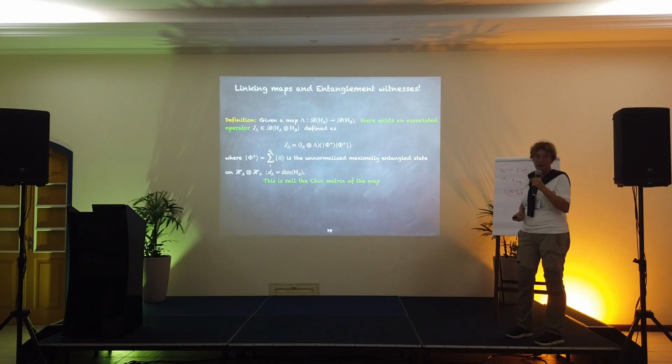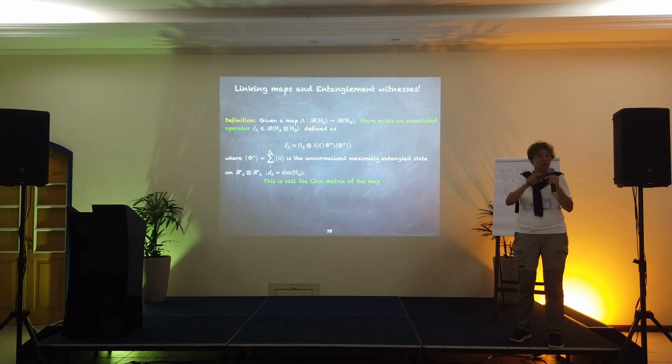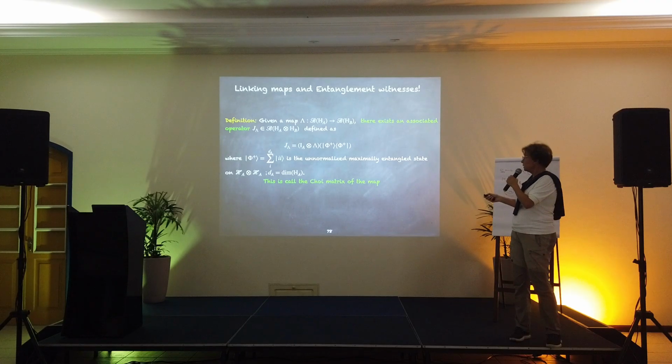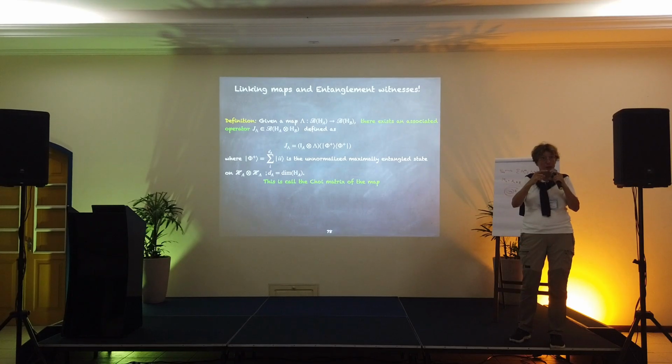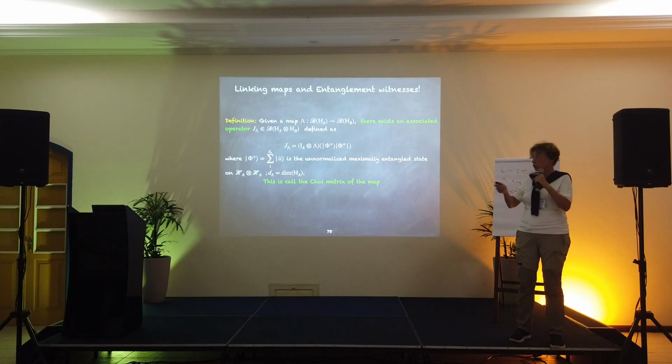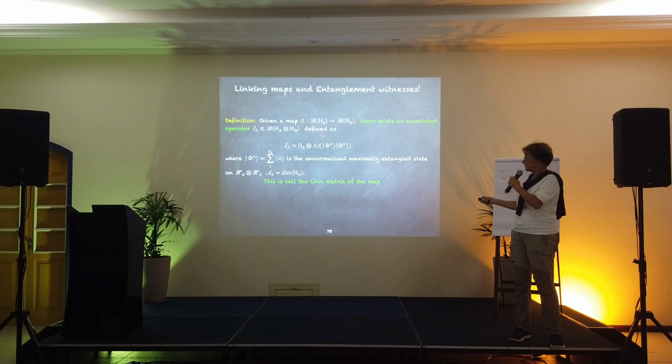What is this object? This is a matrix. And what is this object? This is a map. What is HA? Imagine a qubit, okay? So B of HA is a density matrix, if it's a qubit, a 2 by 2 density matrix. So I'm saying that I have a map acting on 2 by 2 density matrices, and to this map I can associate an operator which lives in HA times HB, so it's a 4 by 4 matrix. And this is very important, okay?